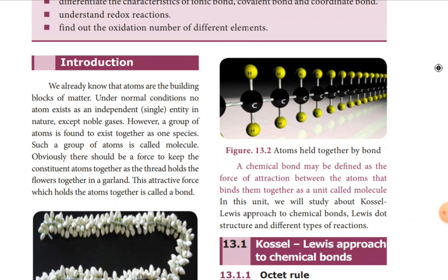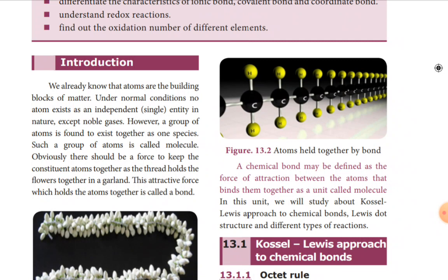And here there is a definition for chemical bond that you have to underline and learn. It will be asked in exam questions. What is a chemical bond? A chemical bond may be defined as the force of attraction between the atoms that binds them together as a unit called a molecule. So you have to repeat this several times, then only will you understand it, and it will be recorded in your mind.